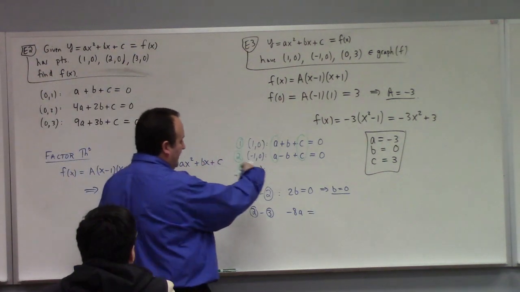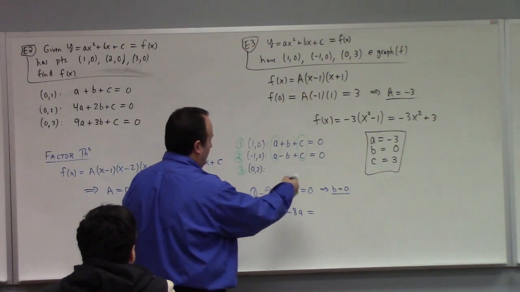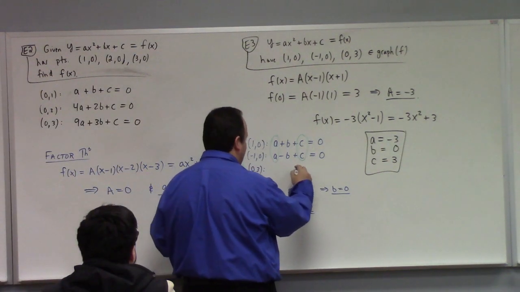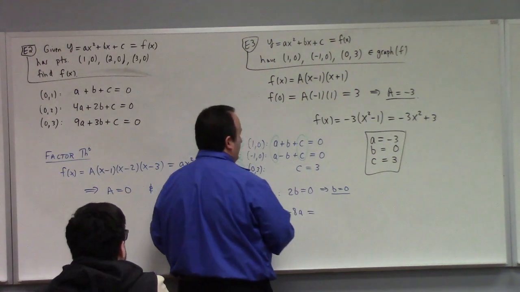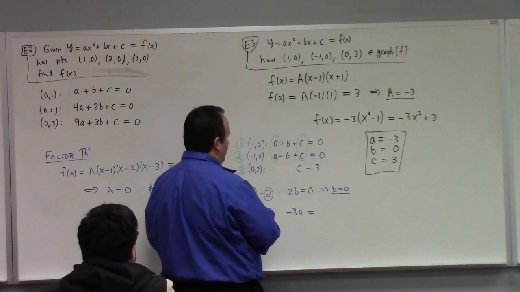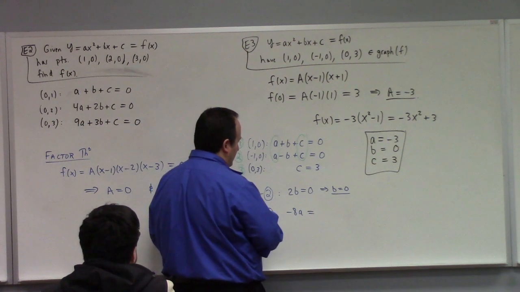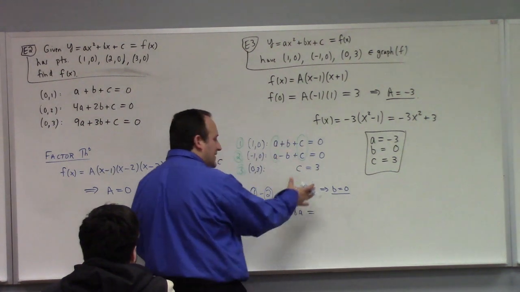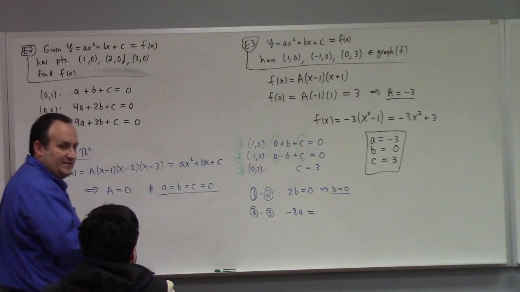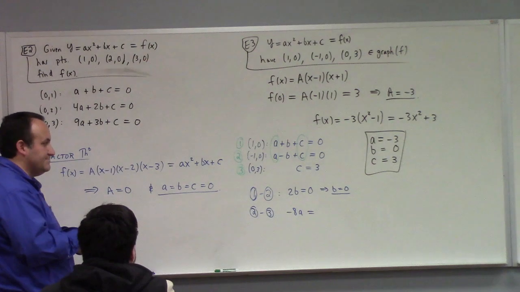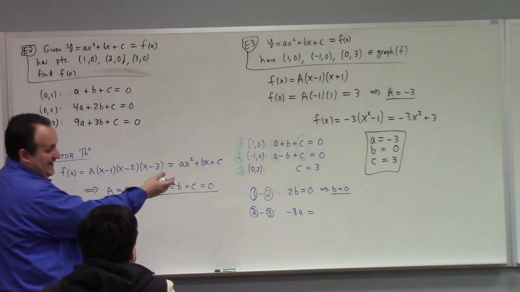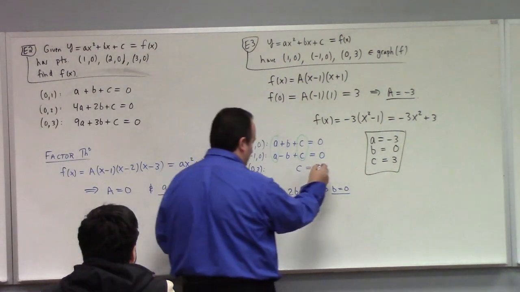Plug in x equal to 0, we get 0. So we get c equal to 3. Oh, so c is 3, apparently. Yeah, this one's even nicer than the first one we worked, right? This is like the nicest three equations and three unknowns we've so far seen, pretty much. So, hey, c is 3, b is 0, so what's a?